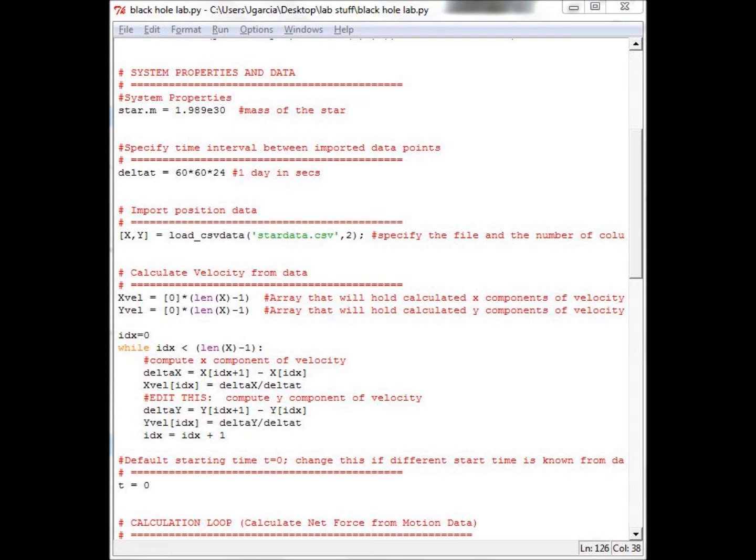In order to calculate the mass of the black hole, we must first find the net force of the system. So we use the original VPython program setup, and as you can see, the mass of the star is what I said, 1.989 times 10 to the 30, and delta T is equal to 60 times 60 times 24, which is the same as the amount of seconds in one day.